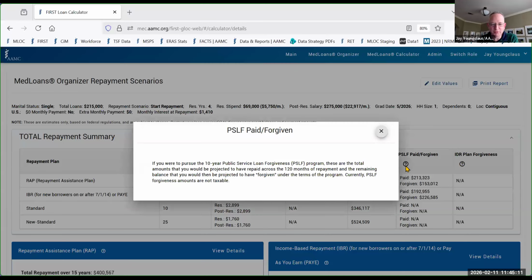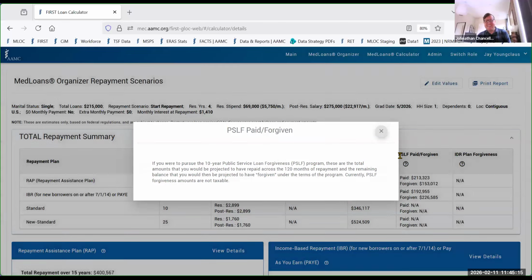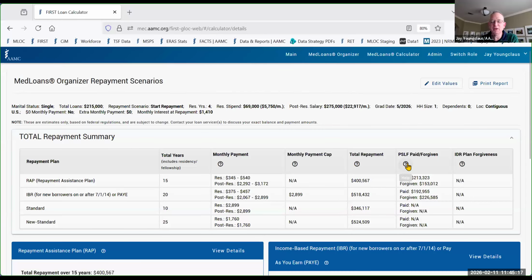I'm going to test something on the fly and hope it really works. Yes, it really works. So I went to the help menu and it has what I'm going to say out loud, which is one really nice detail about PSLF. PSLF was created at the same time as the IBR plan quite a long time ago, somewhere around 2013, 2014. And they made in the legislation the rule that PSLF forgiven amounts are not taxable.